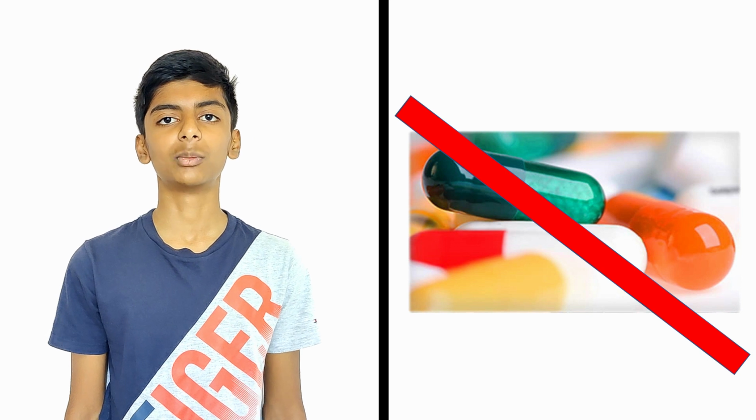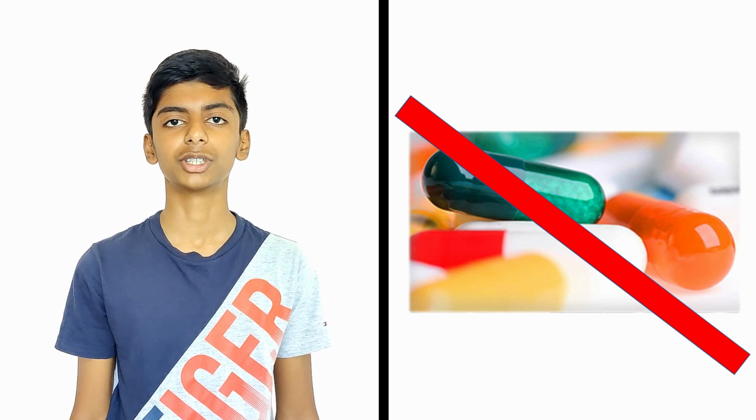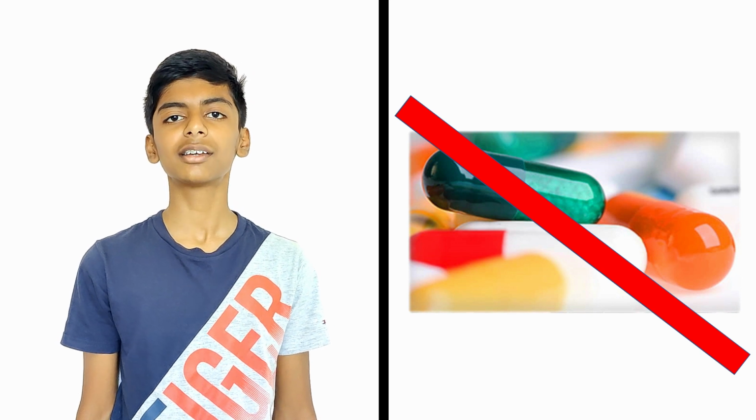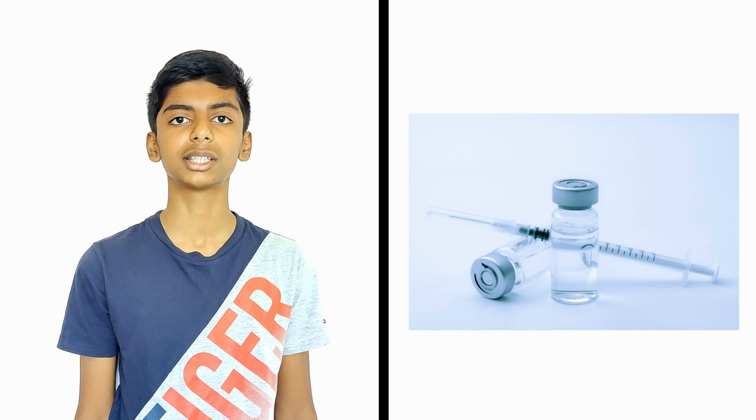One of the only ways that we can stop a viral infection is through using our own body's immune system. By taking vaccinations, we can prevent a viral infection from taking place in the future.